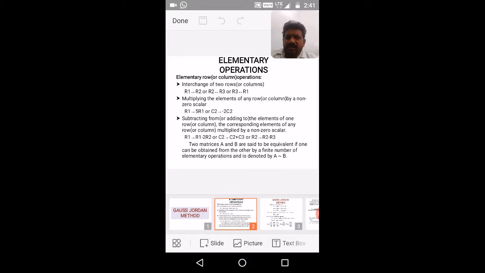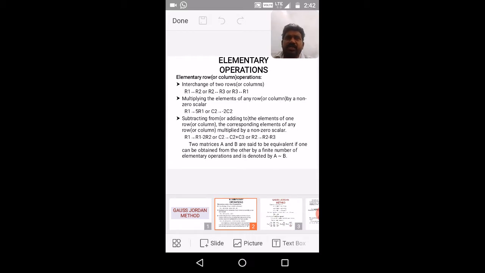in the coming matrix, I mean the matrix which we have to write in the next step, you have to change R1 by multiplying all the elements of R1 with 5. Okay, so R1 implies 5R1 means you have to multiply all the first row elements with 5. Or suppose you have to multiply R2 with 2, then you have to write R2 implies 2R2. That means you have to multiply all the elements of the second row with 2.